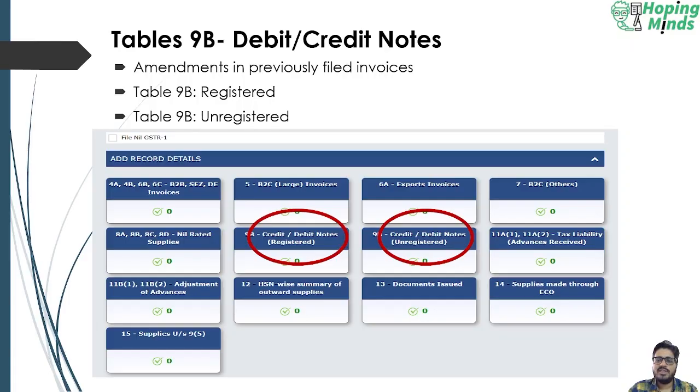So along with these details, previously it was required to disclose the original invoice number against which the debit note or credit note has been issued. But it was very difficult to map each debit note or credit note to an invoice. So this field has now been removed.